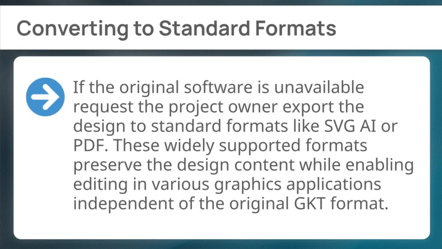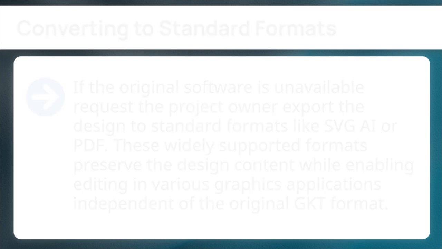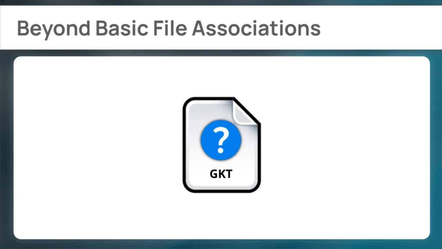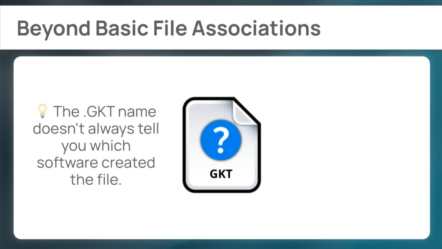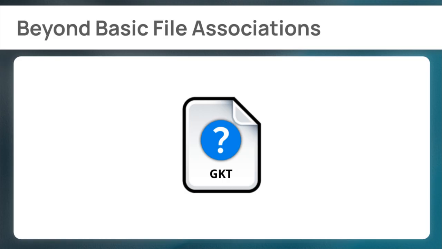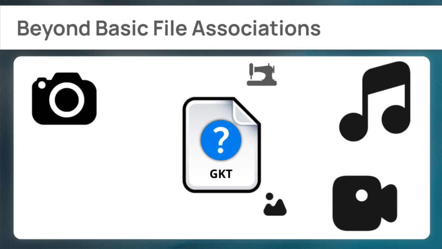If the original software is unavailable, request the project owner export the design to standard formats like SVG, AI, or PDF. These widely supported formats preserve the design content while enabling editing in various graphics applications independent of the original GKT format. If compatibility checks failed, it is likely because the file extension name is shared by different developers for unrelated formats, causing your PC to use the wrong reading language.